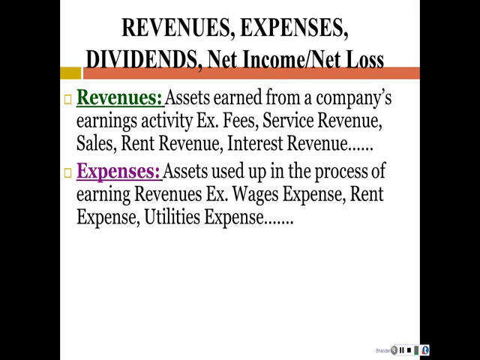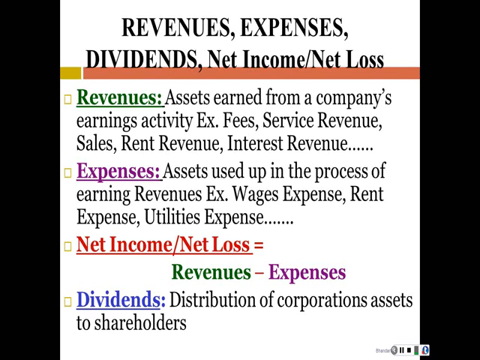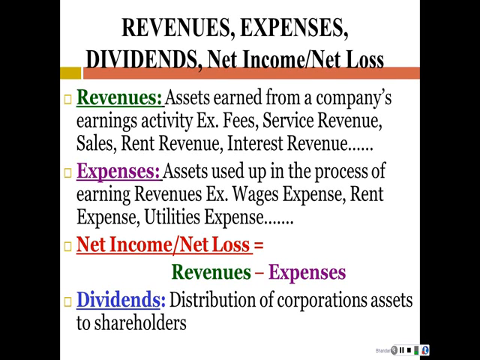If we are a tenant and we pay our landlord rent, we have rent expense, or utilities expense. So these are examples of expenses. Net income or net loss is the difference between revenues and expenses. So if revenues are greater than expenses, we have net income. And if, on the other hand, expenses are greater than revenues, we have net loss.